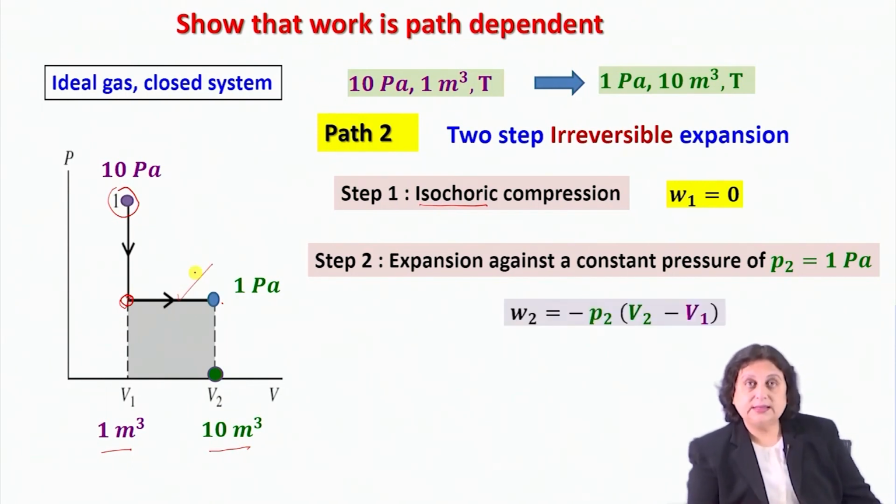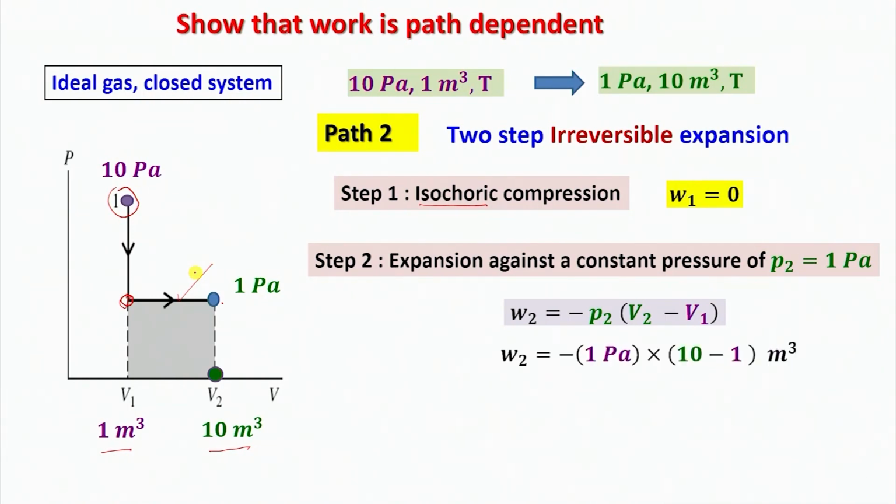Okay, so in this case, what is the amount of work done? In the second step, the work done must be minus P2 into V2 minus V1. So I put back all the quantities that I know for this experiment. I know what P2 is, that is 1 Pascal. I know what V2 is, that is 10 meter cube, and I know what V1 is, that is 1 meter cube. And therefore, I find that along this second path, the amount of work done by the system is minus 9 joules.